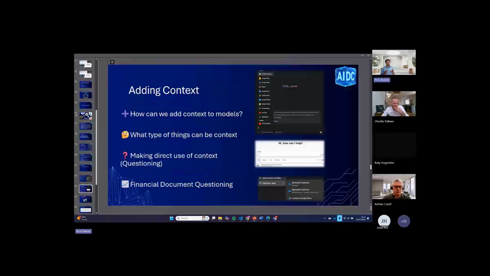Now, I've talked about the importance of context in these large language models. Now, how can we add it? Well, we can just type content. We can type it into our ChatGPT window. But all of these providers now are making it so easy for us to be able to add context to improve the quality of our response.